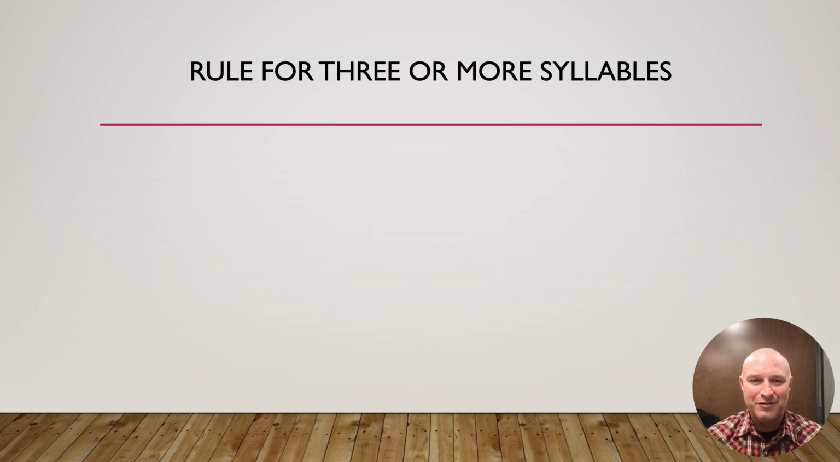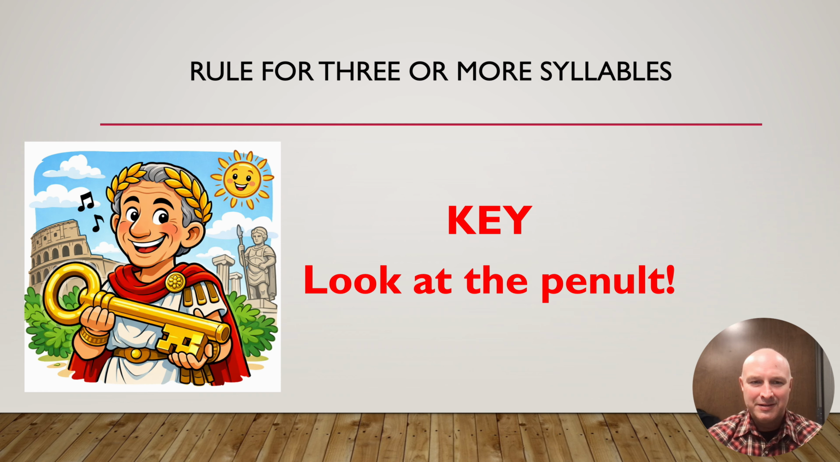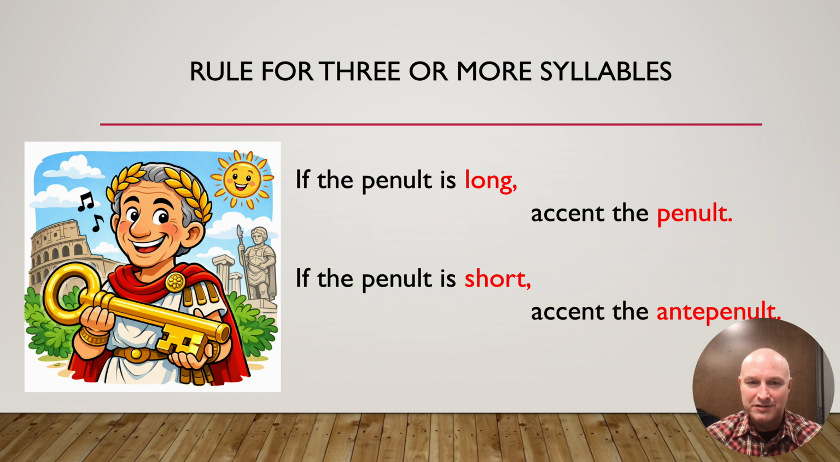All right, now the final rule that we get to, which is the rule for words of 3 or more syllables. The key is you're going to have to look at the penult, okay? You got to look at that second to the last syllable of the word and analyze it in order to figure out where you're going to place the accent. If the penult is long, you will simply accent that penult. But if it is short, then you're going to have to accent the antepenult, okay?